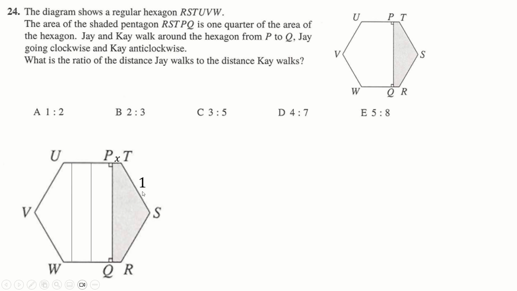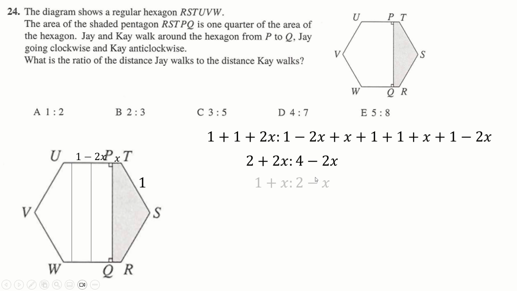Now, if this length is 1, then so is this length. So this total length across here is 1 minus 2x. And I can now think about the perimeter here. The journey that one person is going to make is going to be x plus 1 plus 1 plus x. And the journey the other person is going to make is 1 minus 2x plus x plus 1 plus 1 plus x plus 1 minus 2x. That's just written here. Simplify it up, and you get this here. Divide by 2, you get this here.